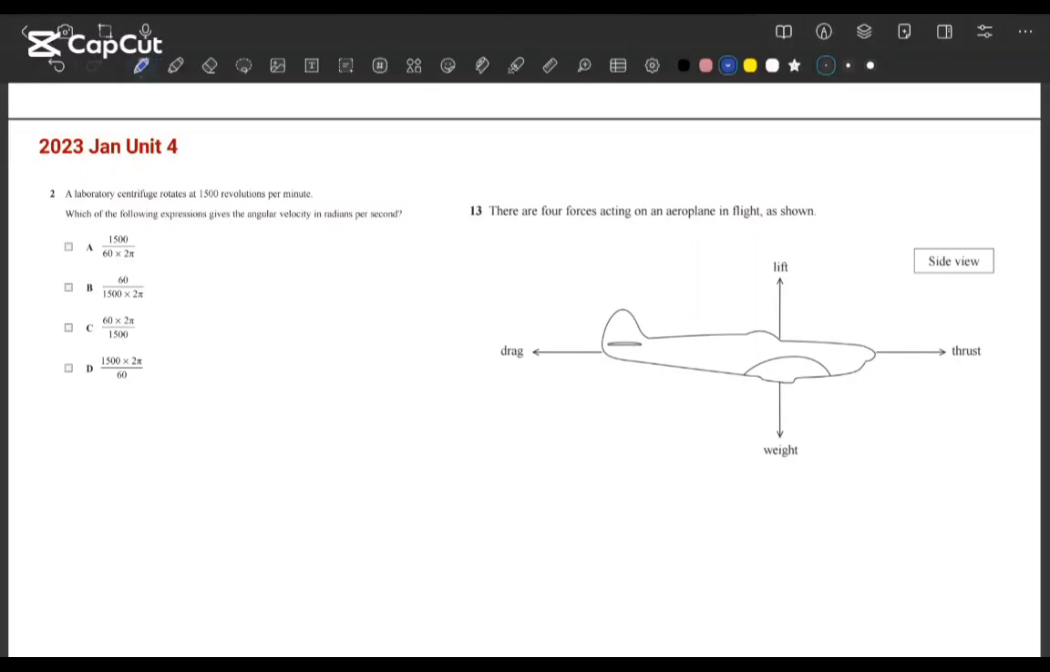Welcome back to another exam walkthrough. This is the second exam walkthrough in the circular motion series. We're doing 2023 Jan Unit 4, question number 2 and question number 13.